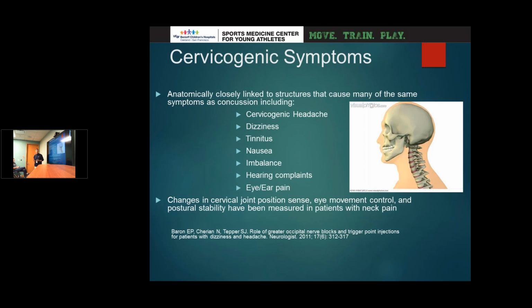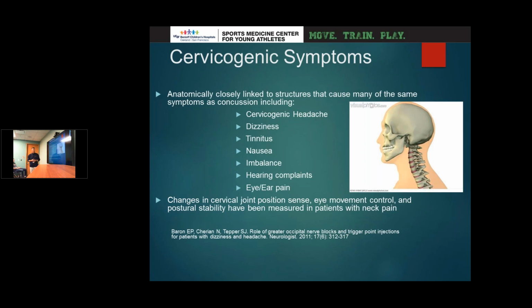So the cervicogenic symptoms, and I think this is one of the most overlooked contributors to concussion symptoms. Without a concussion, there was a study right down here by Barron that looked at the anatomical structures in the cervical spine and the symptoms they can cause. So doing different nerve blocks and other things like that, they got headaches, dizziness, ringing in the ears, nausea, imbalance, hearing complaints, and eye and ear pain. Sounds pretty similar to a lot of those initial acute symptoms that come up.